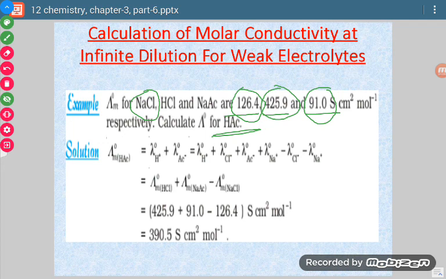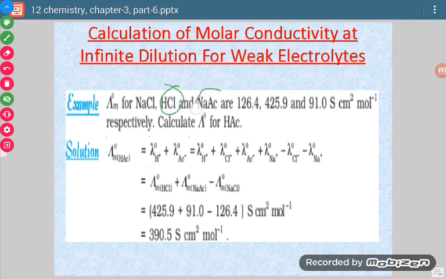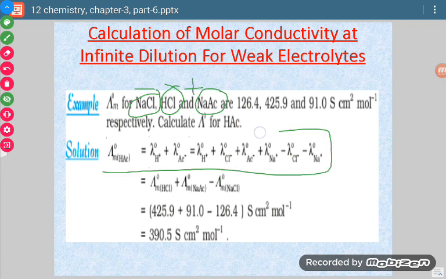Now from where will we get this sum? If we see the data, the H positive ion is available here and the Ac negative ion is available here. So we have to take their sum. When we take their sum, we will get the sum of the acetate ion and H positive ion. But Na positive and Cl negative will also come, so then we will subtract this NaCl. This is the way it will be done.